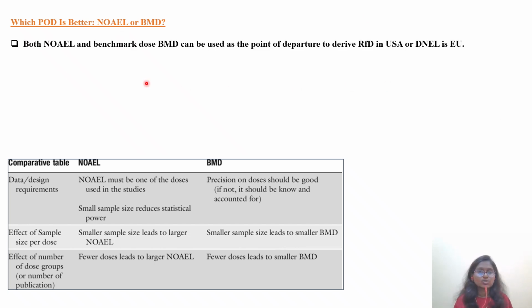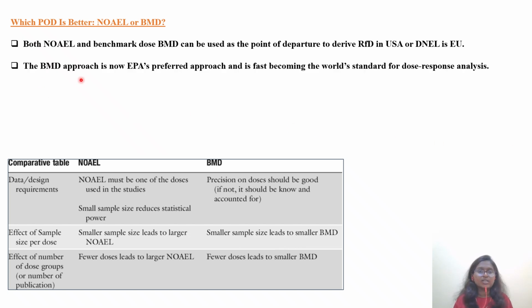So let's understand. Both NOAEL and benchmark dose can be used as point of departure to derive RfD. RfD is the oral reference dose or inhalation reference concentration in the US, and DNEL, derived no effect level, is used in the European Union. For example, scientists working on ECHA REACH dossiers will come to know this term DNEL, given by the European Union. Again, this is also a type of HBEL, a health-based exposure limit.